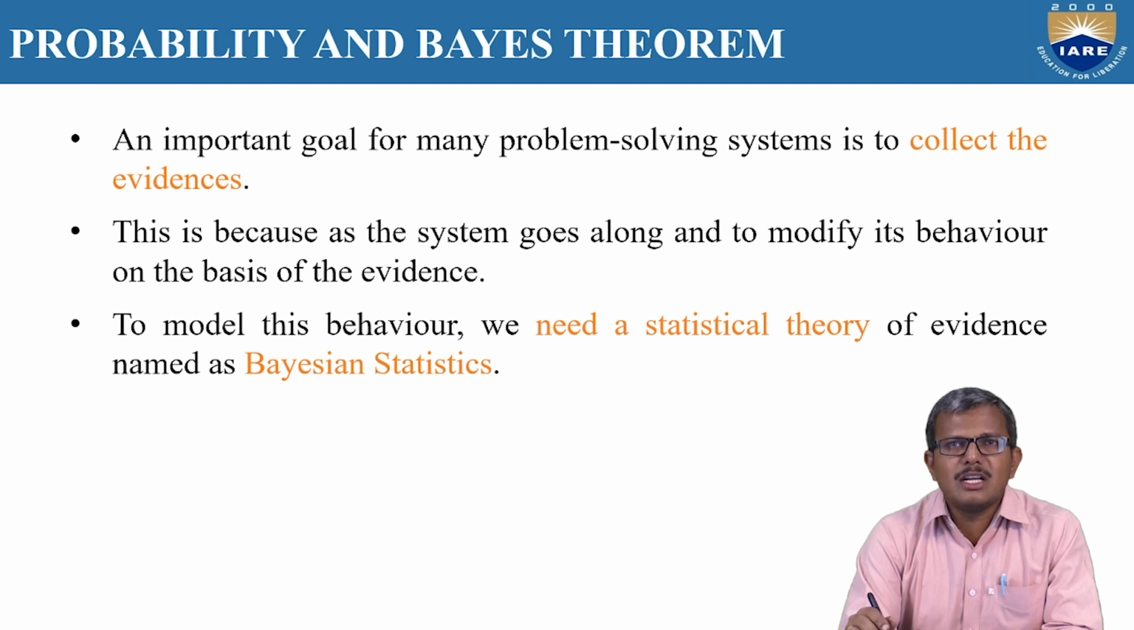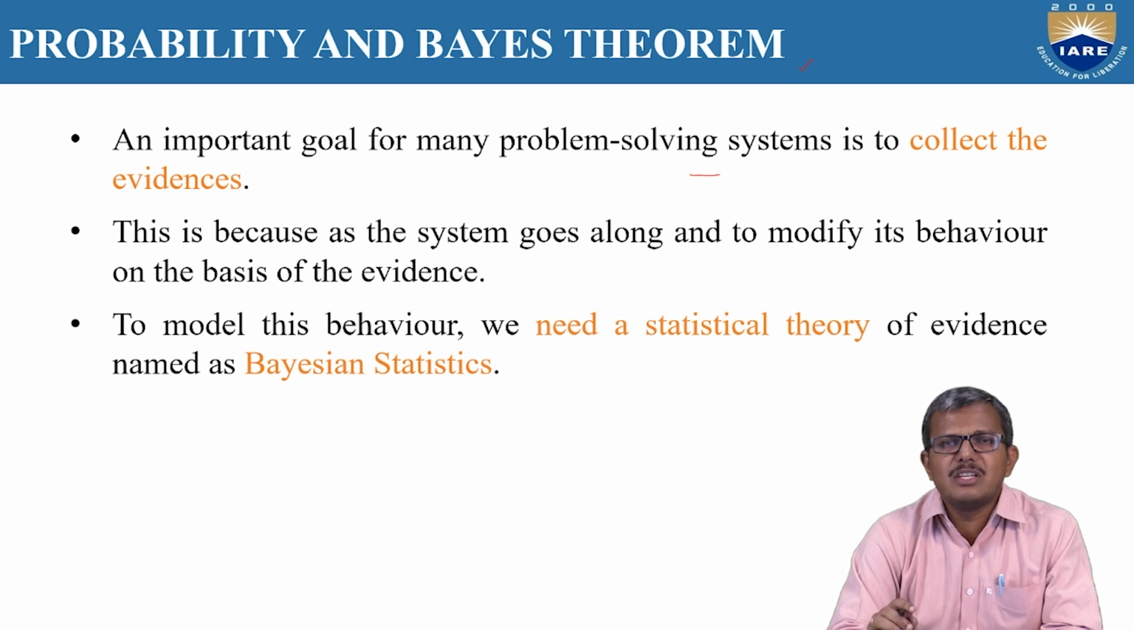Okay, so let us try to understand the other reasoning, which is called statistical reasoning. In this we are going to talk about probability and especially the Bayes theorem. An important goal for many problem solving systems is to collect the evidence. That's what we are telling every time, even in the knowledge representation explanation, we have discussed this point. That is, having just a small quantity of knowledge will not let us prove or disprove something. We should have a sufficient quantity of knowledge. You should gather more evidence. You should collect more knowledge.